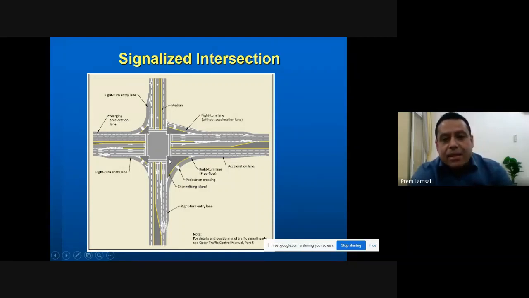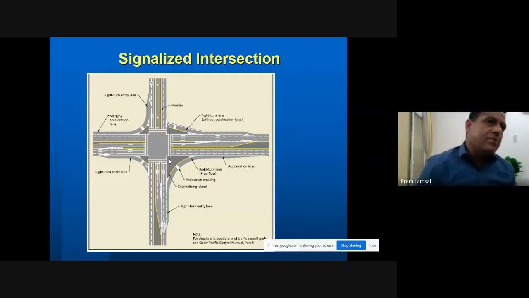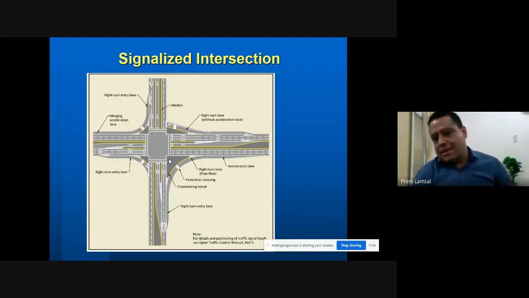Again, it will depend upon the number of traffic, the design speed, and the intended level of service. For that, I'll talk about another software which is commonly used to analyze the capacity of the intersection. That is called Synchro. I will give you some examples there.